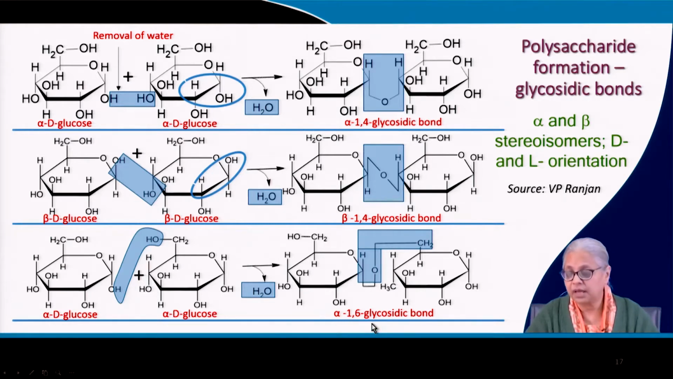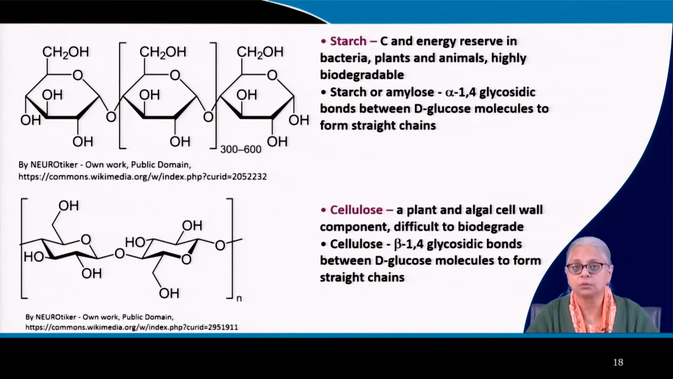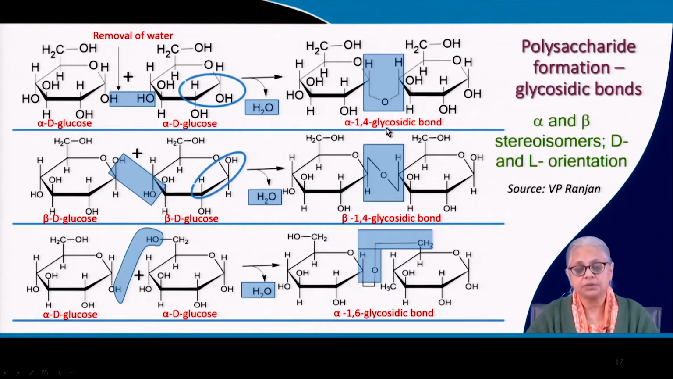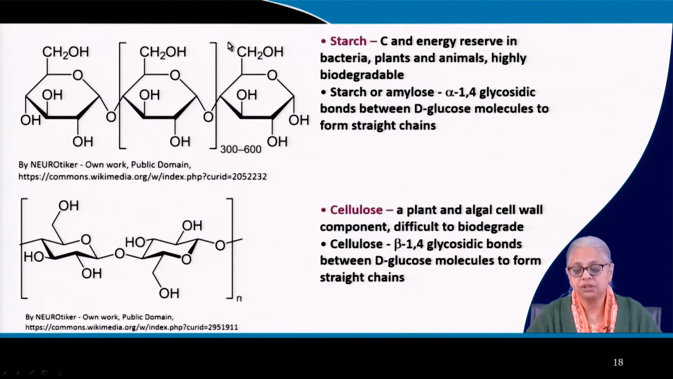What does all this have to do with macromolecules? The first one, alpha 1,4 glycosidic bond, is what you see over here, starch. Starch, as you know, is common in food. Whatever you eat, rice, many of the vegetables, they are all high in starch. And you know, starch is highly biodegradable. It's very easy to digest. Those of you who like rice and potatoes, they are pure starch. They're very quick.